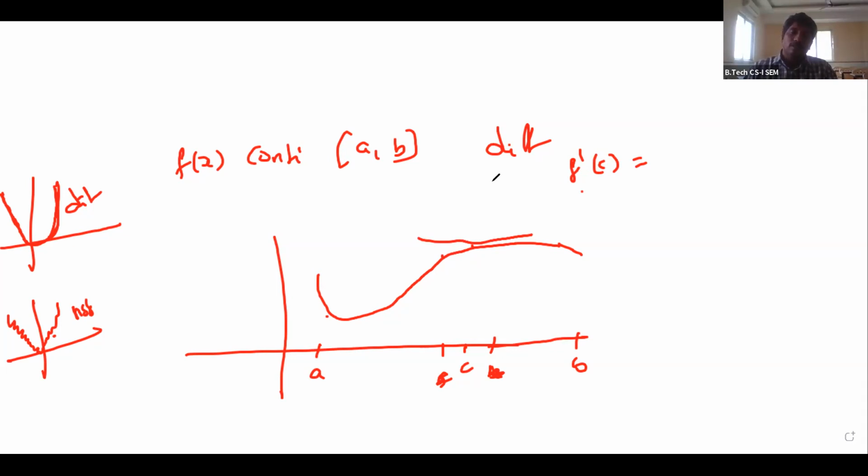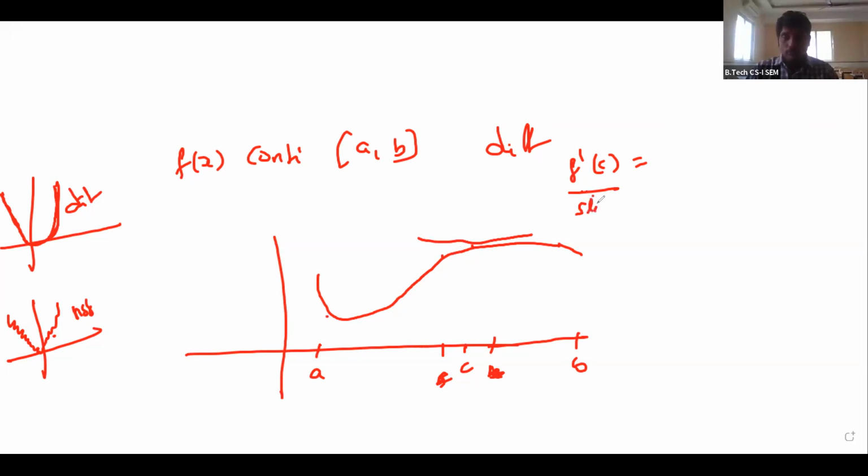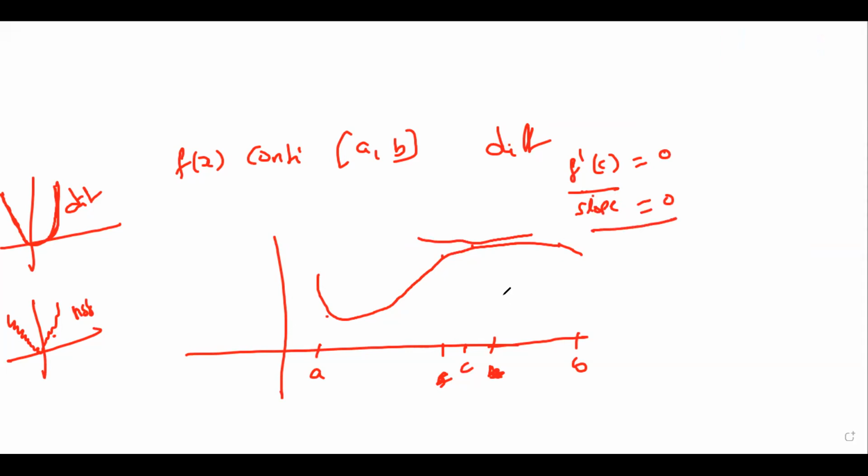In terms of tangent, how do you imagine? F dash C is the slope at C. Parallel to x-axis: F dash C is equal to 0, that is, slope is 0. Slope is 0 means the line is parallel to x-axis. That is what we are writing here.